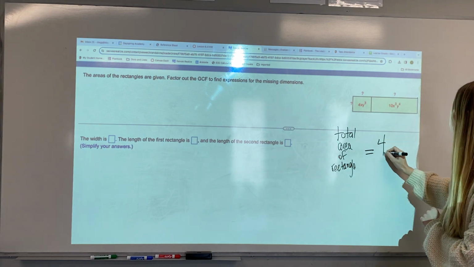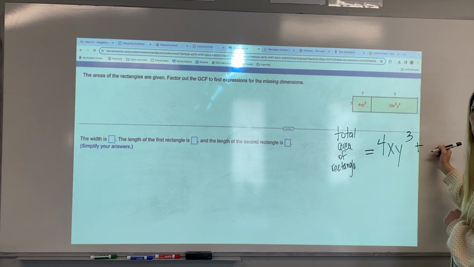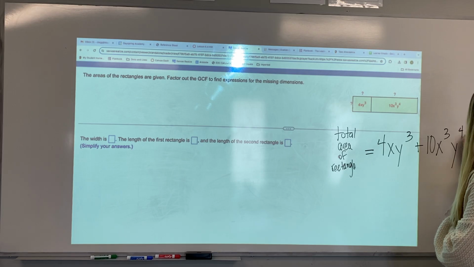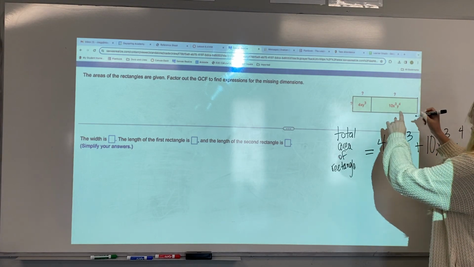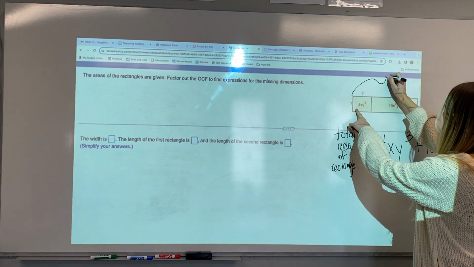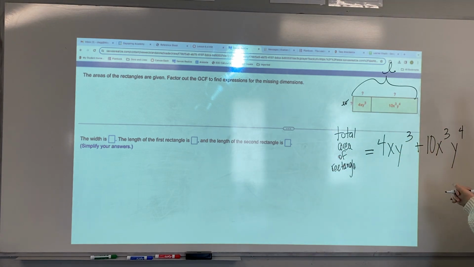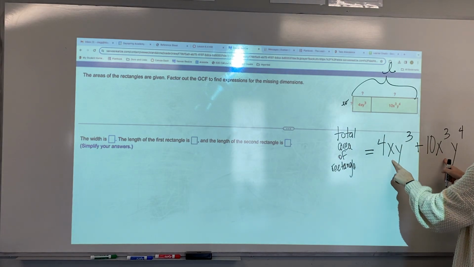equals 4xy cubed plus 10x cubed y to the 4th. Do you agree that that's the total area? Okay, so do you agree that the total area is this length times this width? Do you agree that I could attain this width by factoring out the GCF?